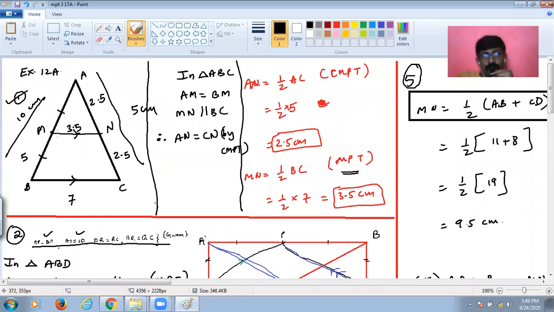They can also ask you to find the perimeter of trapezium BCNM. So what will be the perimeter of quadrilateral BCNM? It would be 7 plus 5 plus 3.5 plus 2.5. Perimeter means sum of all the boundaries, students. So this will become 6, 6 plus 5, 11, 11 plus 7, 18 centimeters. I hope you understood that.